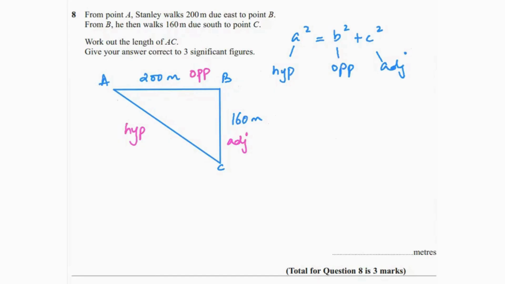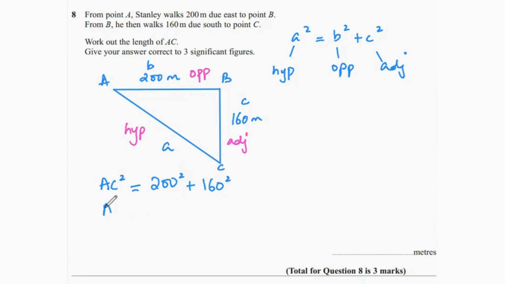Now, as you can see, we have to find the hypotenuse, which is AC. So it's going to be AC squared equals 200 squared plus 160 squared. A lot of kids make this mistake that they confuse what's going to be A, what's going to be B or C. Just remember the hypotenuse is alone on one side and the other two are being added on the other side. So hypotenuse squared equals opposite squared plus adjacent squared. A squared equals B squared plus C squared. Also, you can remember it as ABC. A comes first, then B, then C. So A is this, B is this, C is this.